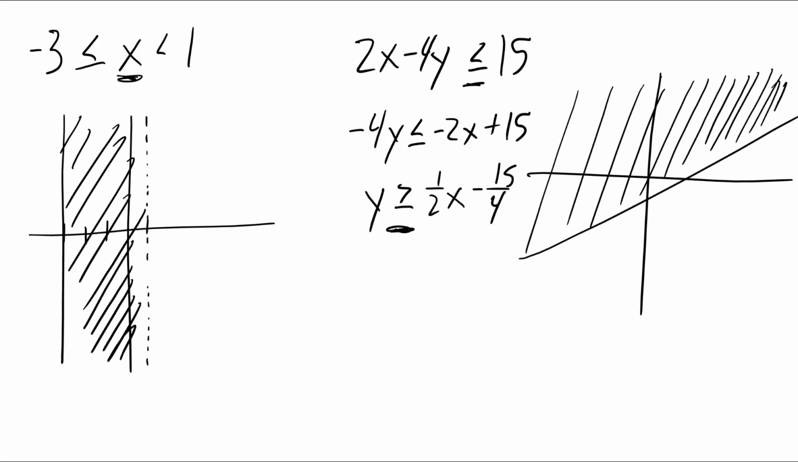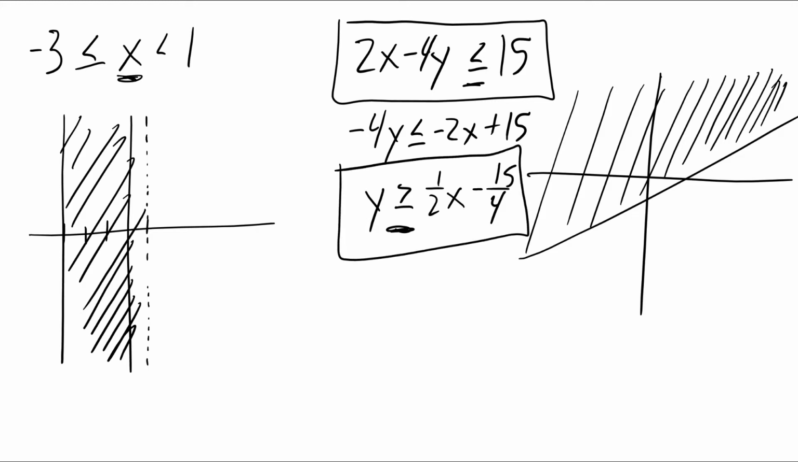So when you have a form like this, 2x minus 4y is less than or equal to 15, which is called standard form, before you decide how you're going to shade a line, it's best to get it into slope-intercept form, y equals mx plus b form, so that you can read directly what the sign is. So greater than or equal to is going to be shaded up, less than or equal to is going to be shaded down, if you have it in this form.